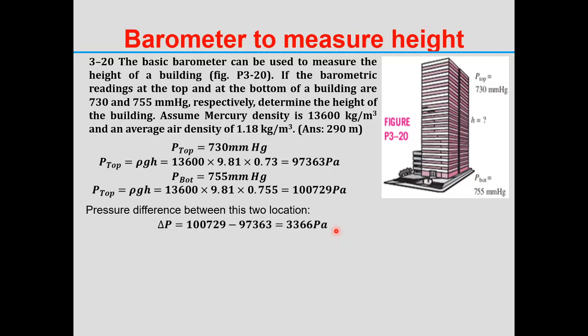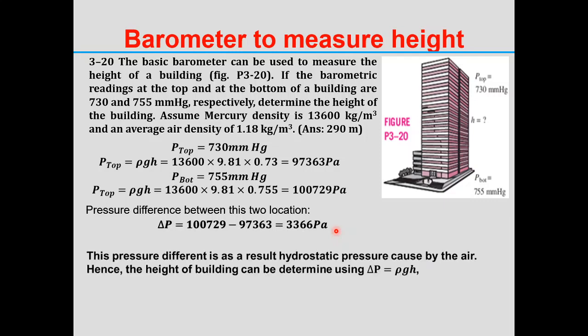Why is the pressure difference produced between the bottom and the top of the building? This pressure difference is caused by the hydrostatic pressure of the air and the difference in h between the top and the bottom of the building. So you can now determine the height of the building by using again P equals rho g h, but this time using delta P as P, and h is the one that we need here. Delta P is 3,366, the density for air is 1.18 kg per meter cube, g is 9.81, and h is the one that we are searching for. So we now get h equal to 290 meters.